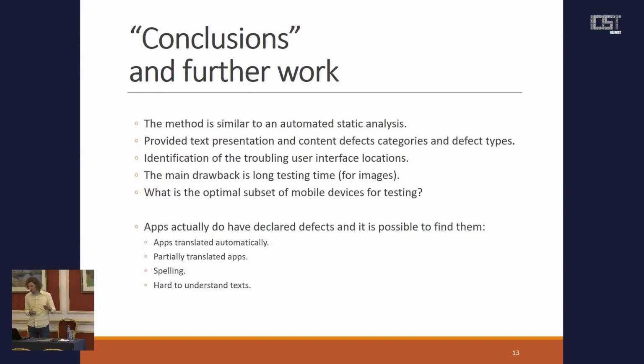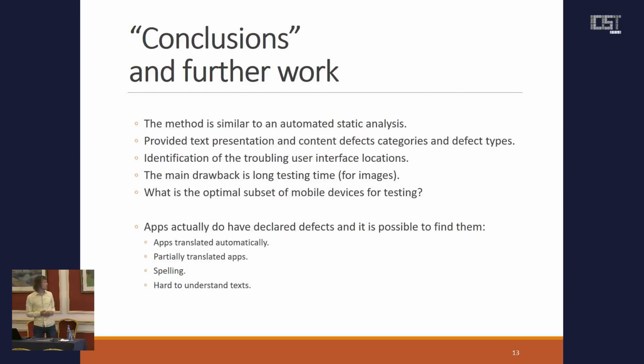So we have a tool and method which is similar to static code analysis. The developer just has to run it on their application, and they get a report with suspicious places. Then it's up to the developer to look at those. The report says that on this device the application looks like this, and this is the place where something is wrong, like text being clipped off. So it allows us to identify such problems.